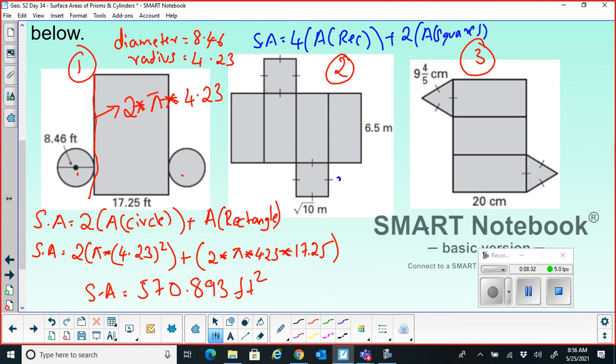So surface area here is going to be 4 times length, which was 6.5. Luckily everything is in meters, so we don't have to convert, times root 10, plus the area of square, which is side square. So root 10 square. Okay, let's substitute this in the calculator and get our final answer.